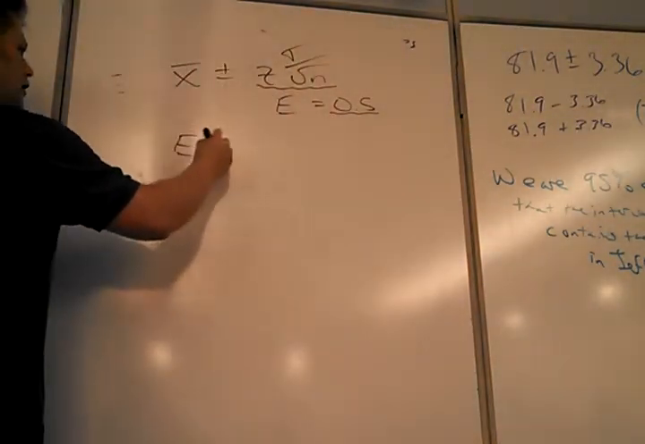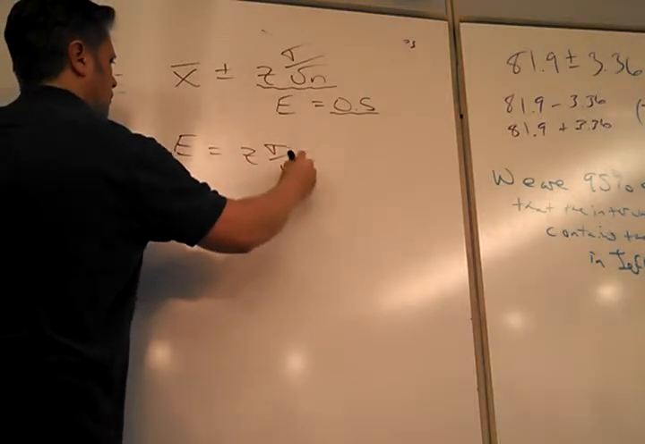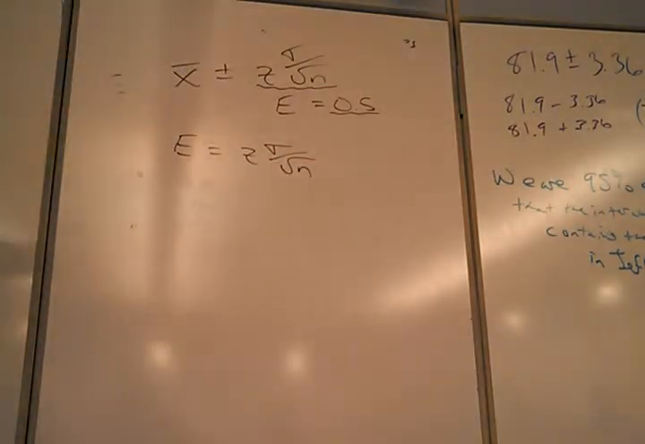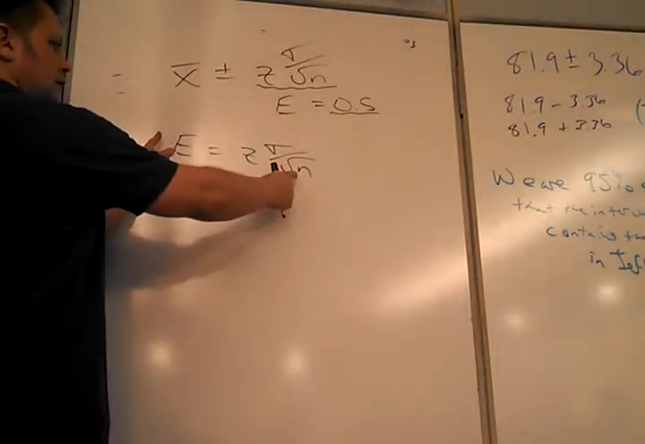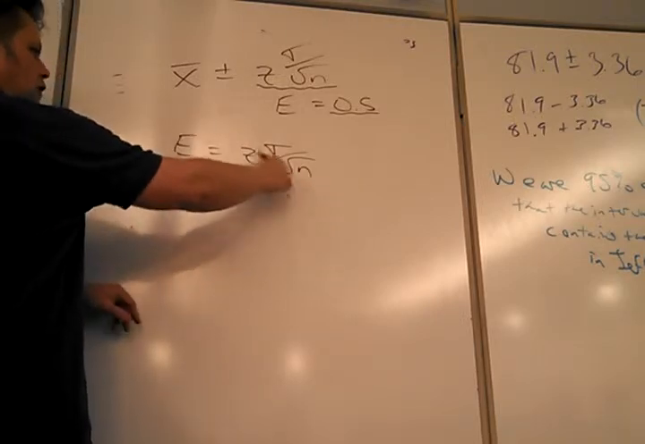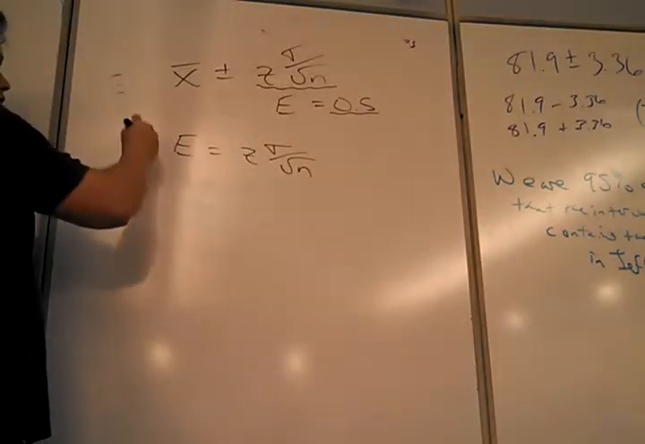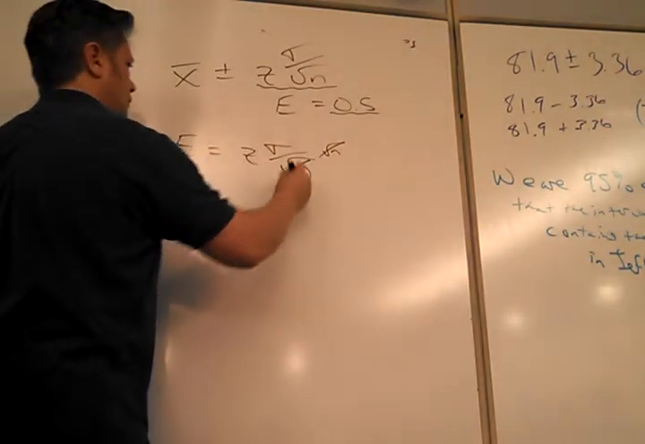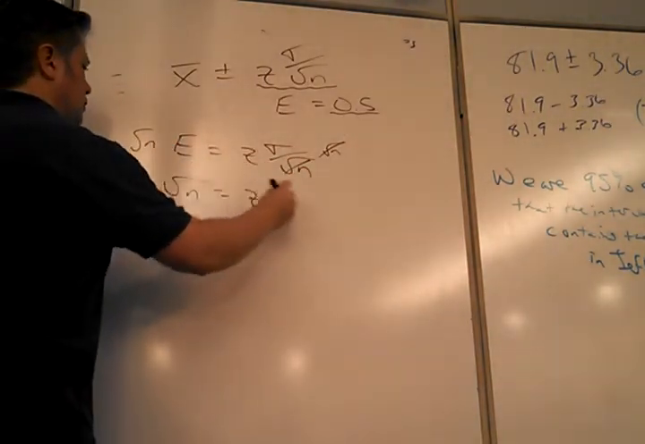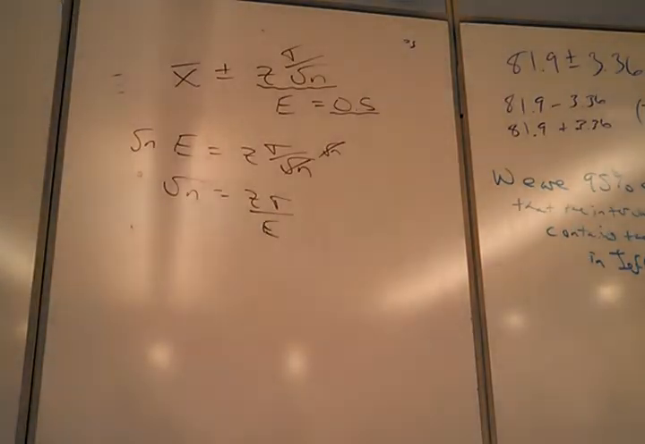If the error is this, that's good if I know n. If I don't know n, I want a formula that's solved for n. So this is the very little tiny bit of algebra you actually have to use in this class. How do I solve that equation for n? Cross multiply, sort of. I can multiply the root n up, and divide the e down. So I get root n equals z sigma over e. Is that cool?